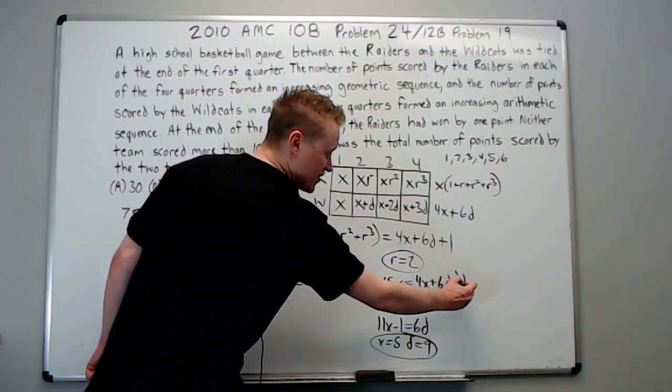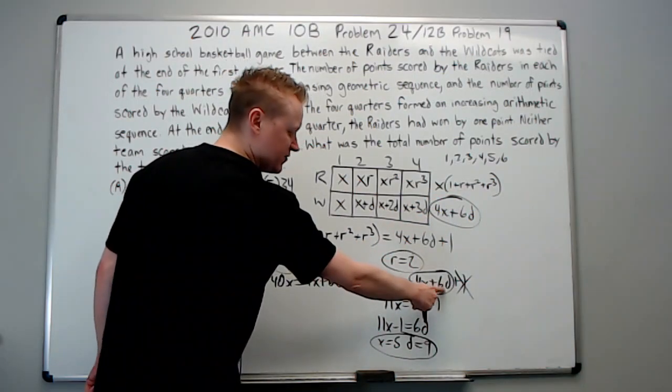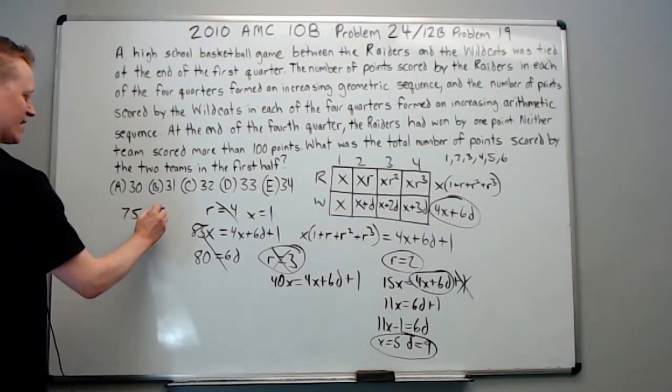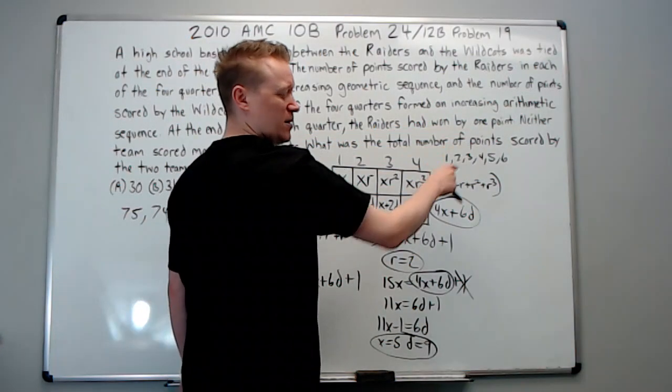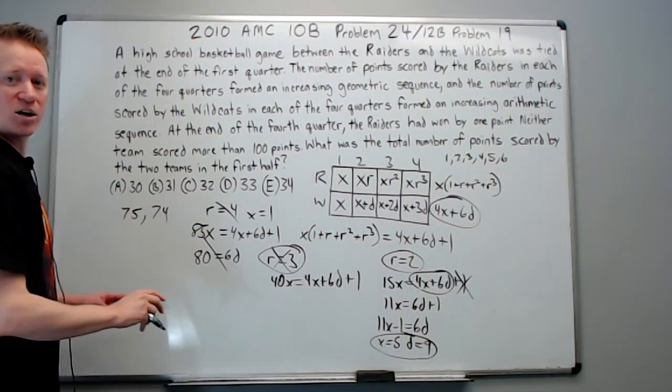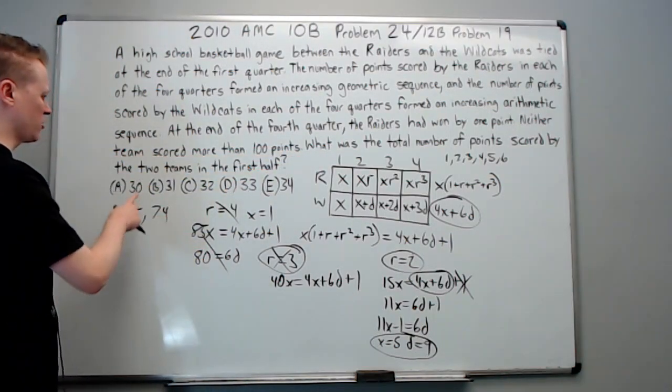Oh, that's not their score. That's not part of their score. This is their total score, right? So we don't add the 1. So 54 plus 20 is 74. That is a difference of 1. It said the Raiders had won by 1 point. This works. All we have to do is answer the question, the total number of points scored by the two teams in the first half.